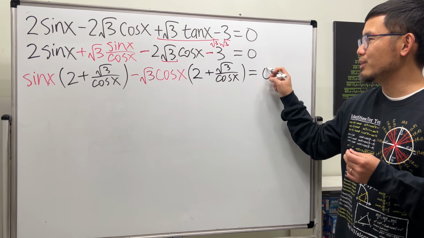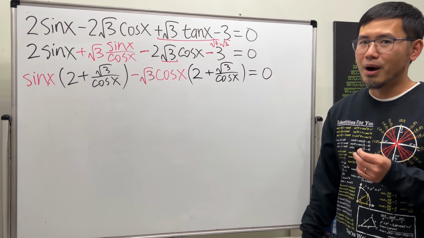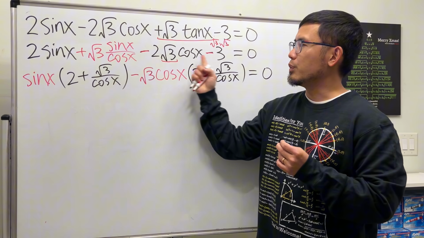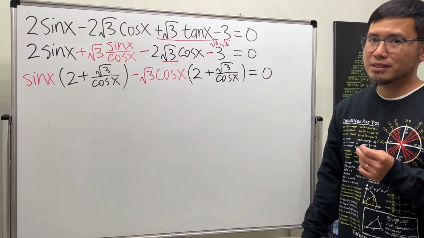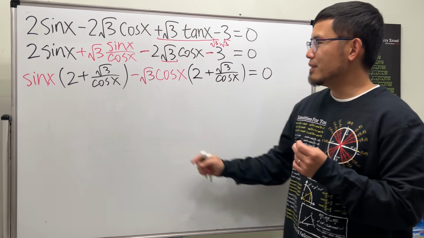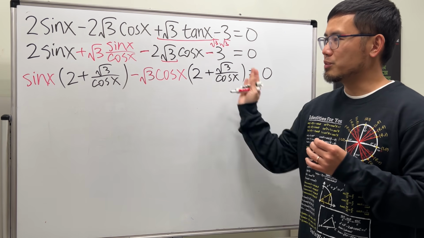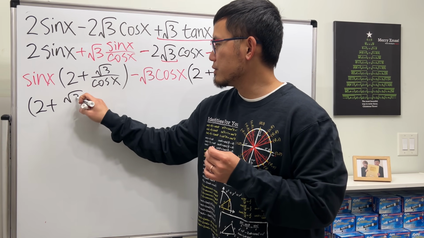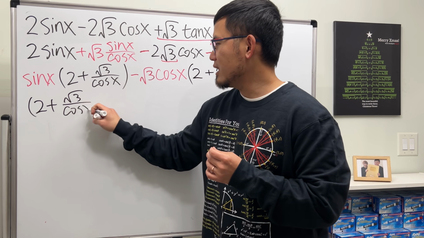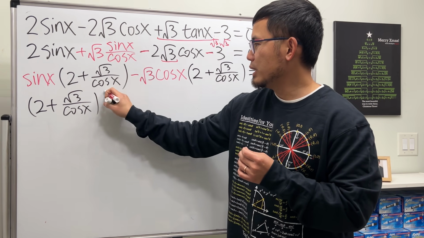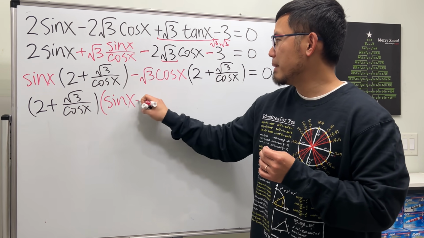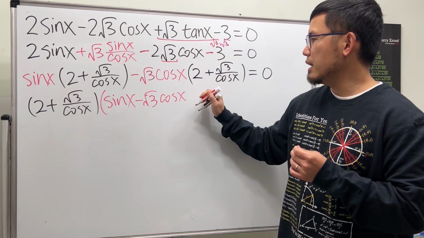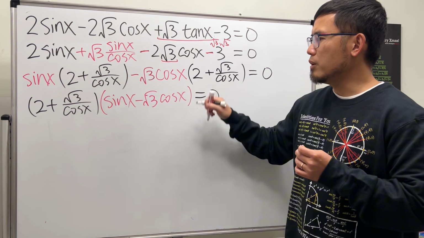So we can continue. So that is the hardest part. And of course, you can double check. If you distribute it, you will see that we get that back. So all the factoring is correct. Alright, and then of course, because this and that are the same, we can just factor that out. So put that down first. 2 plus square root of 3 over cosine x, and then this and that. So we have sine x minus square root of 3 cosine x. And that will give us 0.